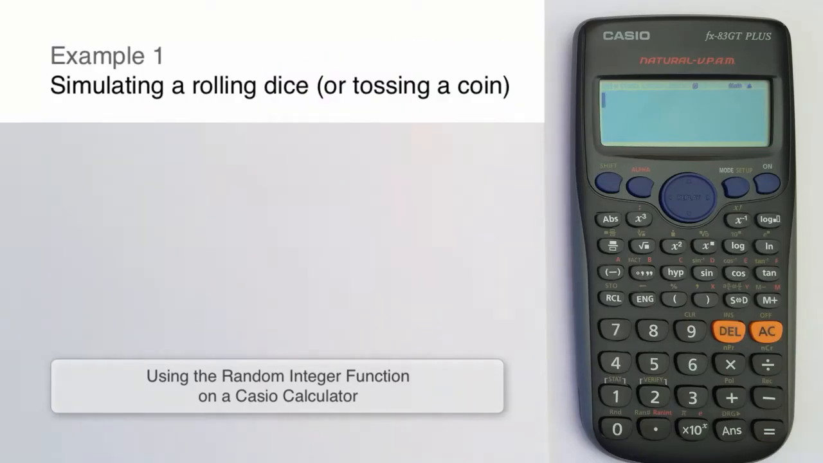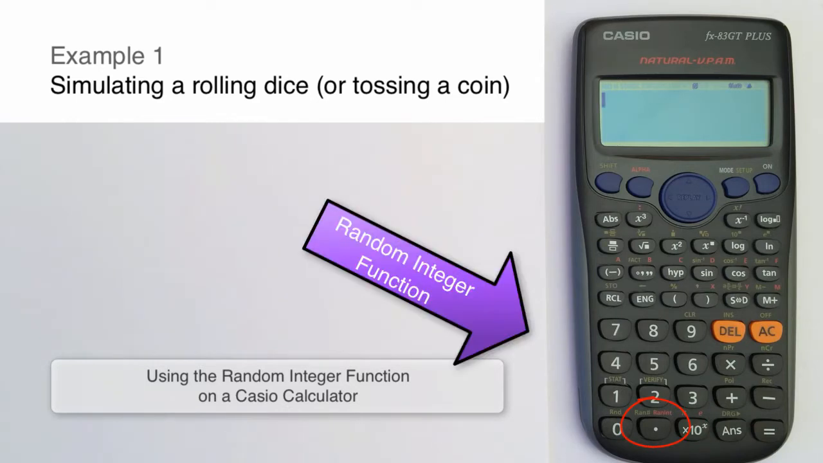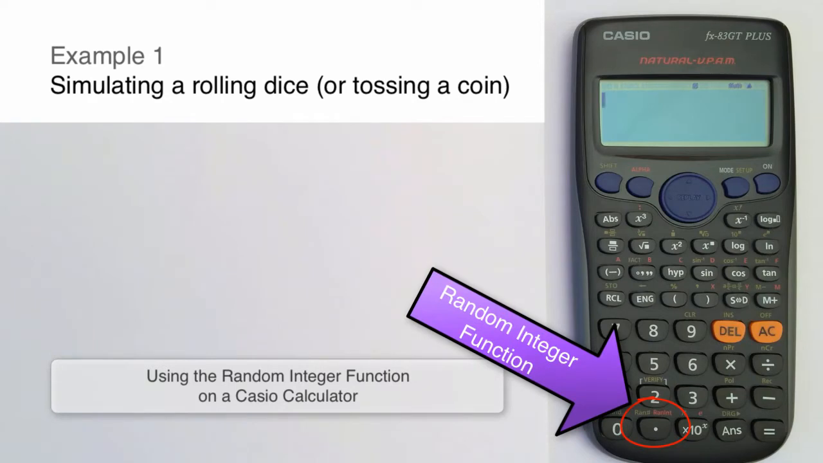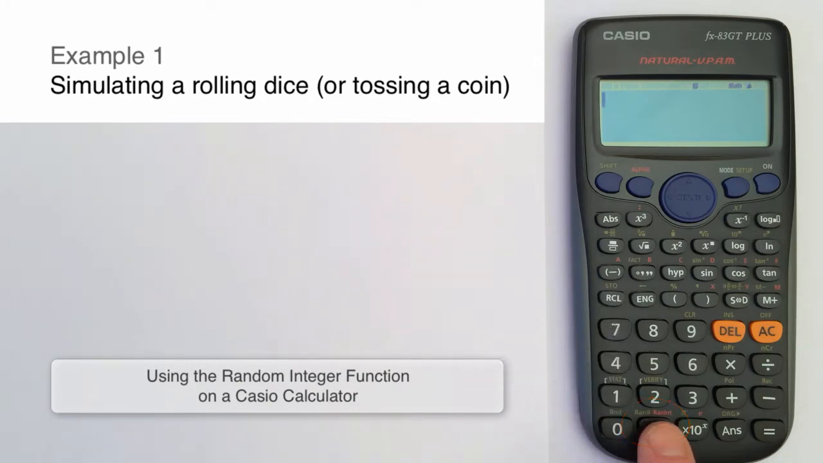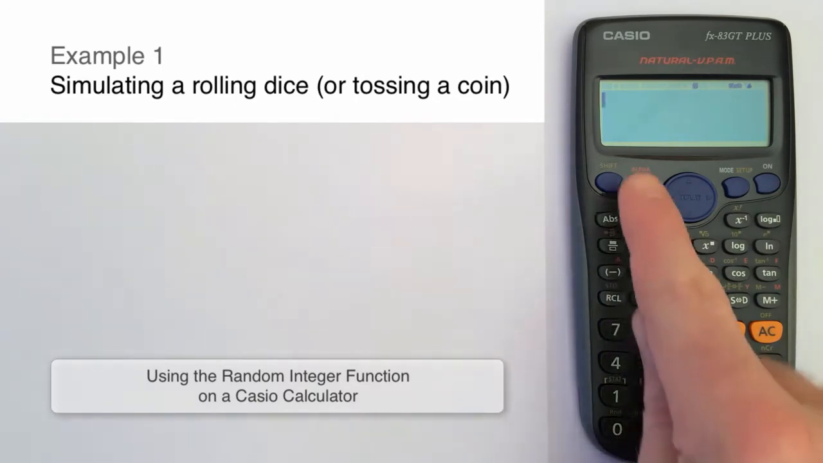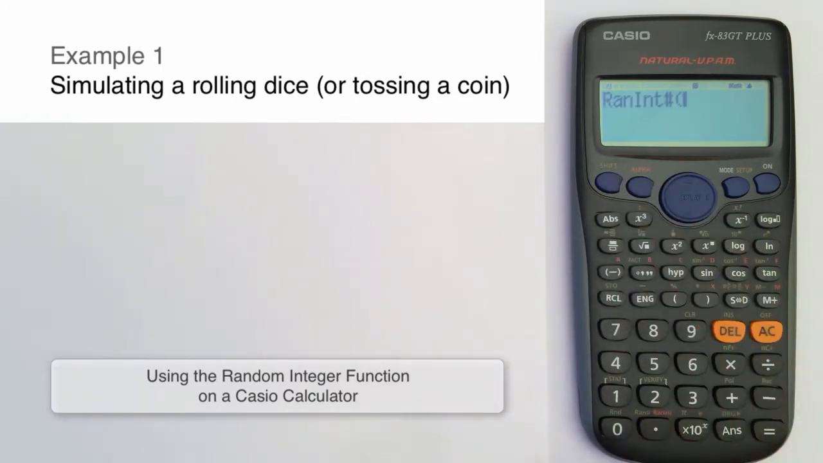I'm going to show you how to use the random integer function on the calculator, and I'm going to use it to simulate rolling a dice several times. So the function is here beside the decimal point. You will see in red it says ran int. That's for random integer. We can activate any red function on the calculator by pressing alpha. Alpha is in red. So I'm going to press alpha rand int.